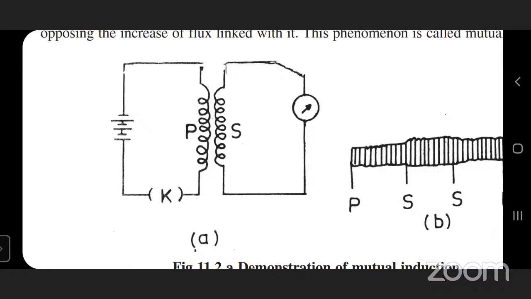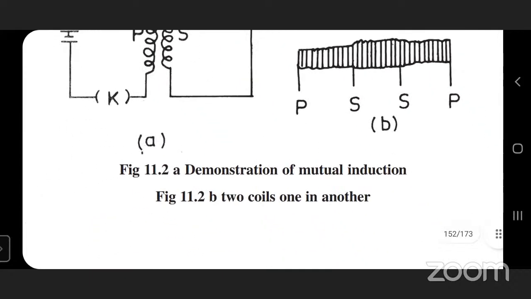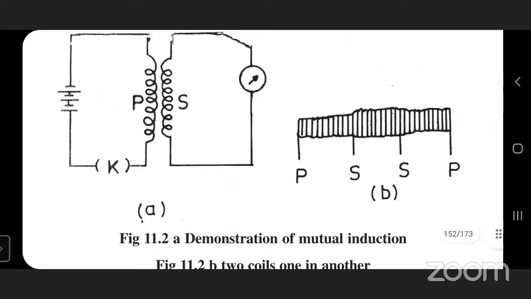Whenever the key is closed, the current passes through the primary coil. Whenever the current I passes through it, magnetic flux is generated. When the magnetic flux changes in the secondary, a current I is generated, which is measured by the galvanometer by deflection. This takes place from primary to secondary as well as secondary to primary, vice versa. So that is the demonstration of mutual induction by two coils, one in another.